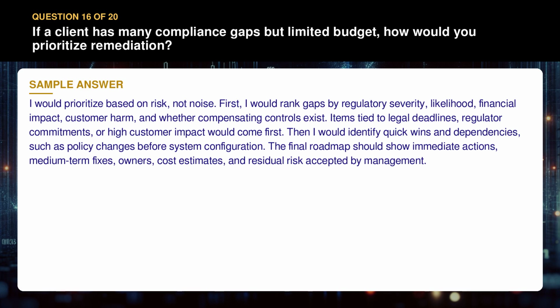I would prioritize based on risk, not noise. First, I would rank gaps by regulatory severity, likelihood, financial impact, customer harm, and whether compensating controls exist. Items tied to legal deadlines, regulator commitments, or high customer impact would come first. Then I would identify quick wins and dependencies, such as policy changes before system configuration. The final roadmap should show immediate actions, medium-term fixes, owners, cost estimates, and residual risk accepted by management.